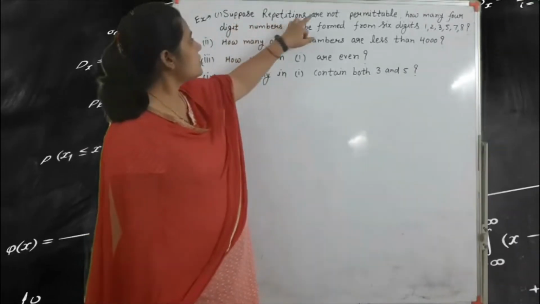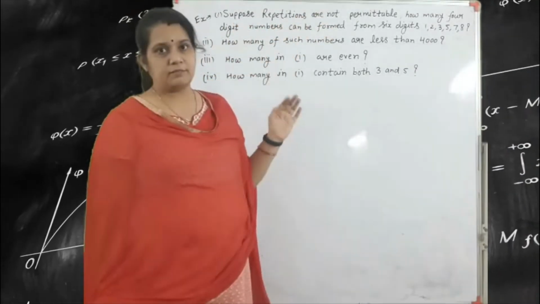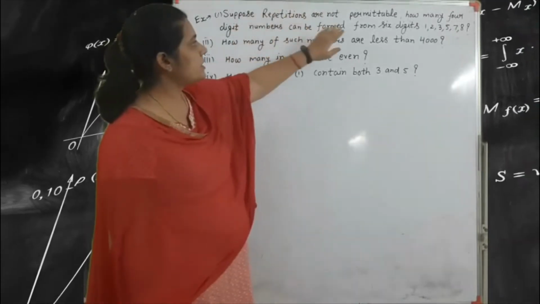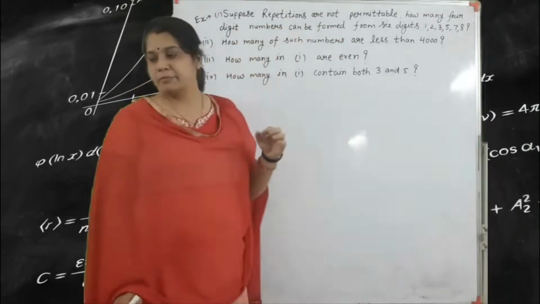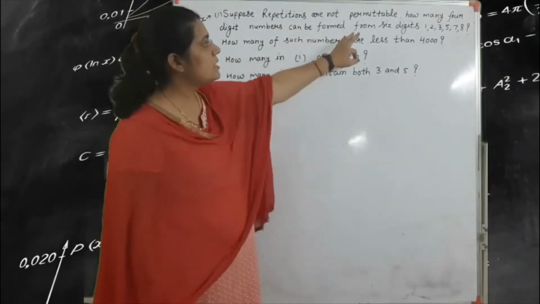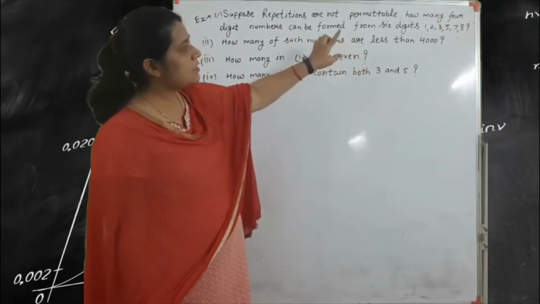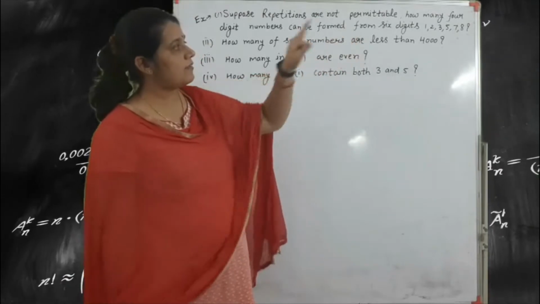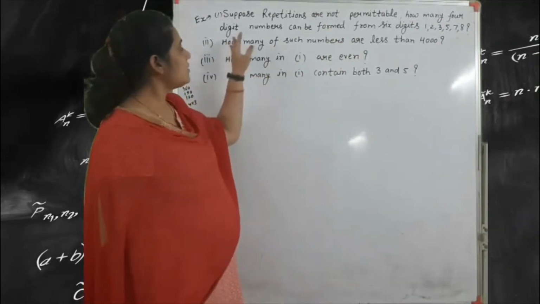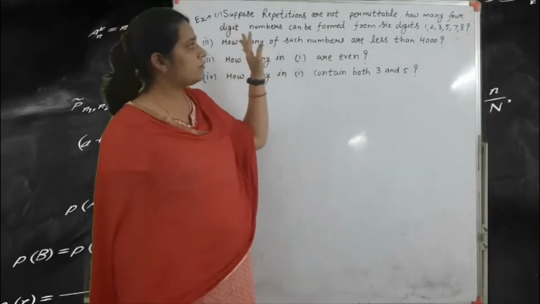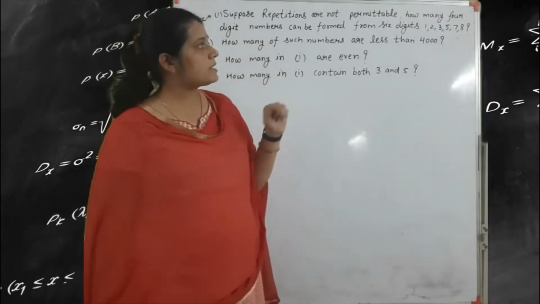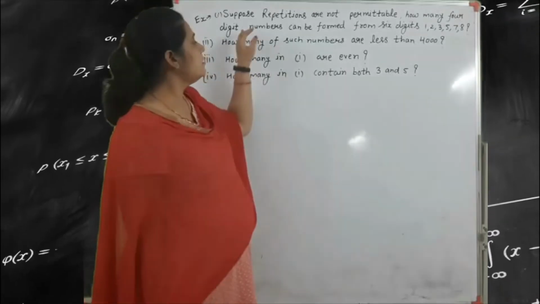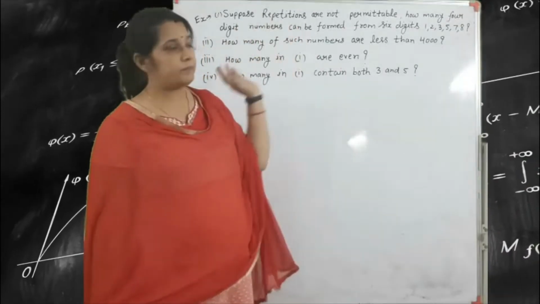Suppose repetition is not permittable. That means repetition is not permittable. How many 4-digit numbers can be formed from the 6 digits 1, 2, 3, 5, 7, 8? Here we are given one condition: the 6 digits 1, 2, 3, 5, 7, 8, and the numbers are not repeated.